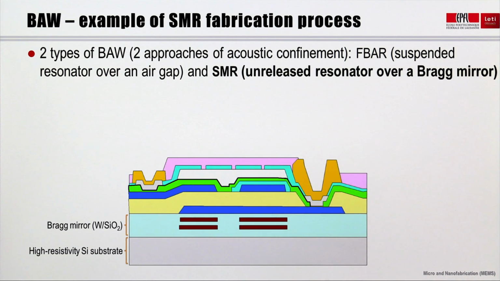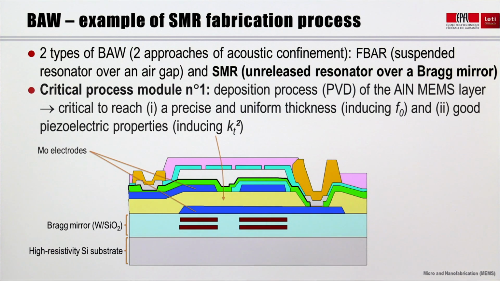This is a cross-sectional view of an SMR processed on a high resistivity silicon substrate. You can see the Bragg mirrors here, which are made of tungsten plates surrounded by SiO2. The first critical process module consists in depositing an aluminum nitride layer by physical vapor deposition on top of a properly oriented molybdenum bottom electrode. This sputtering technique allows obtaining first a precise and uniform thickness. Have in mind that the resonance frequency is inversely proportional to the thickness, and second, good piezoelectric properties which result in high kt squared. The top electrode is also made of molybdenum.